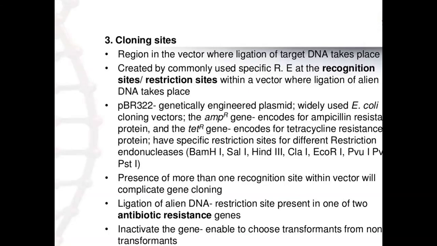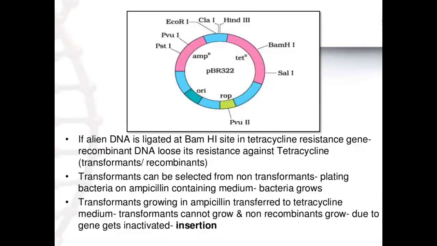The presence of more than one recognition site within the vector would complicate gene cloning and the ligation of the alien DNA. The restriction sites present in one or two antibiotic resistance genes are the cloning sites. Insertion inactivates the gene, enabling us to choose the transformant from the non-transformant. This is the picture of pBR322. You can find here the different sites, the different areas of the gene.